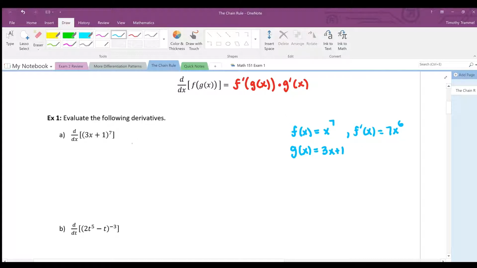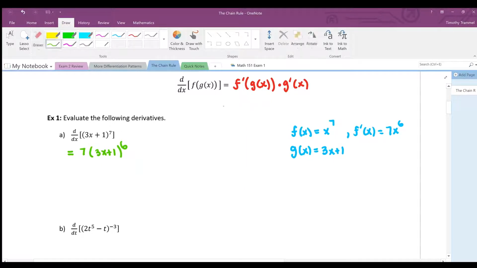Okay. And so let's maybe start writing that over here. We have our f prime of x, which is 7x to the 6th. Okay. But remember, we don't want to plug in x here. We want g of x to go in here. So 3x plus 1. Actually, I'm going to scoot that over a little bit. There we go. So that part's taken care of.